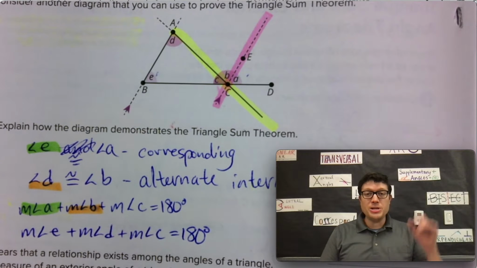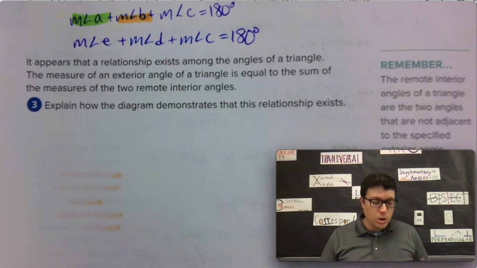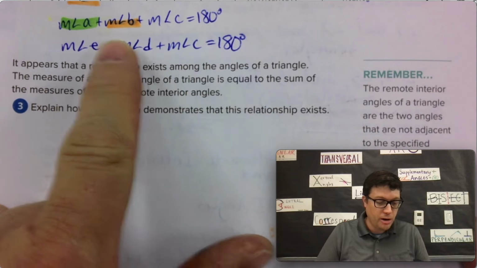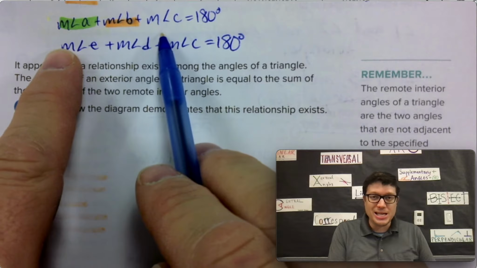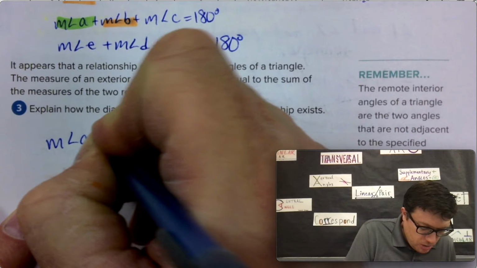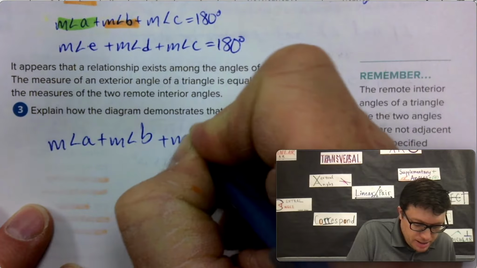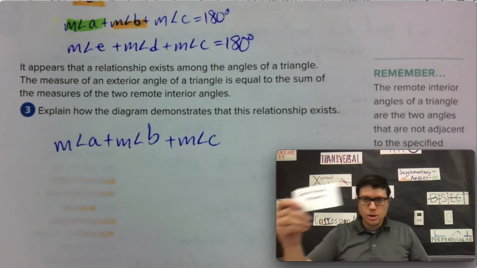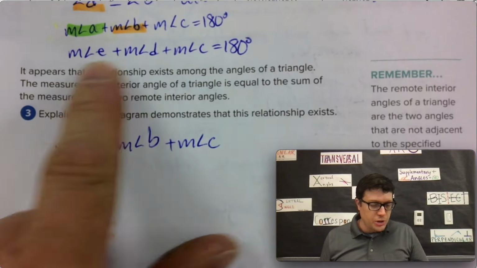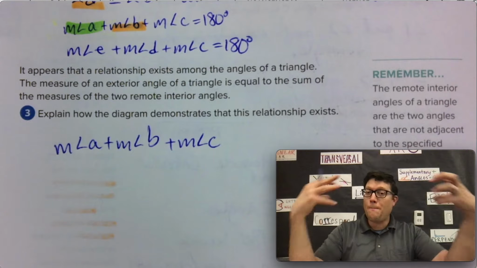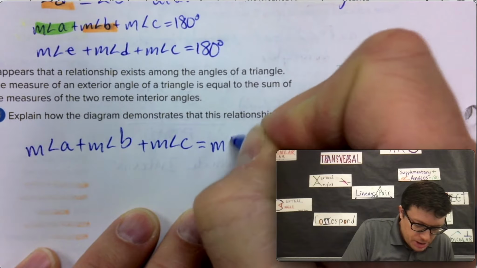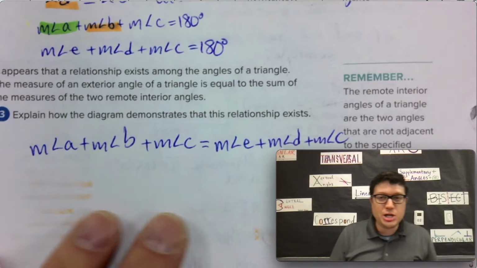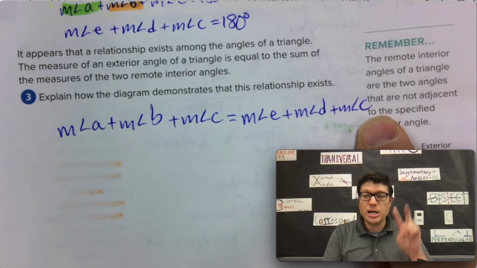It appears that there is a relationship that exists among the angles of a triangle, both inside and outside, and you can see it in the top of the video screen here. Here is an expression, A, B, C, all add to 180. The measure of angle A plus the measure of angle B plus the measure of angle C equals 180. But through substitution, the other thing that equals 180 can also be there. So I'm going to write equals the measure of angle E plus the measure of angle D plus the measure of angle C. And do you realize that C showed up in two sides?